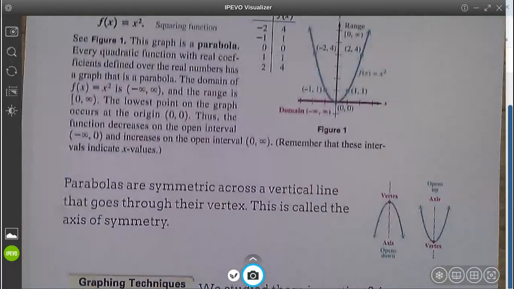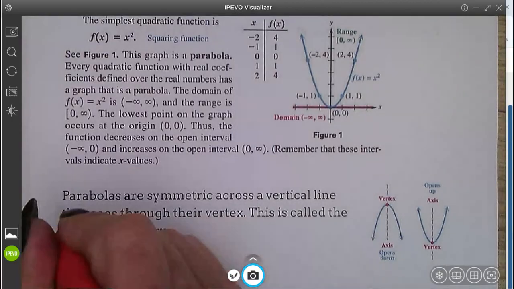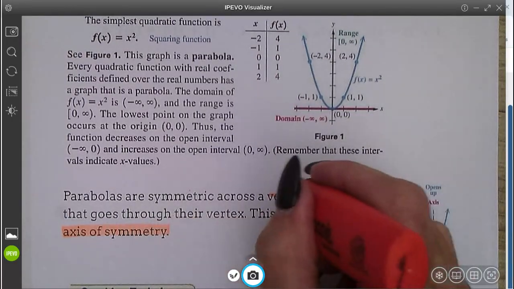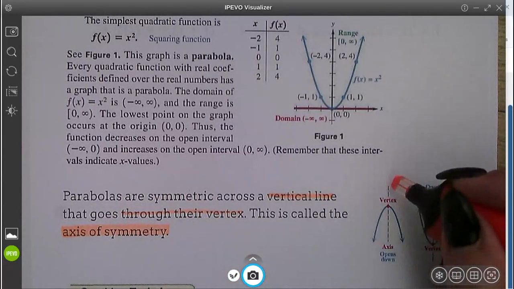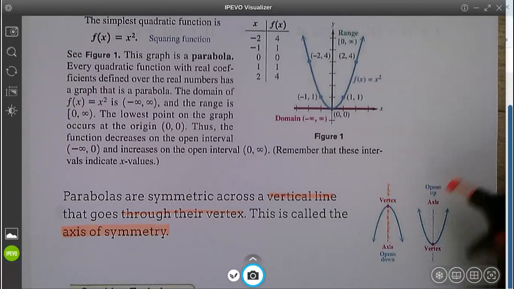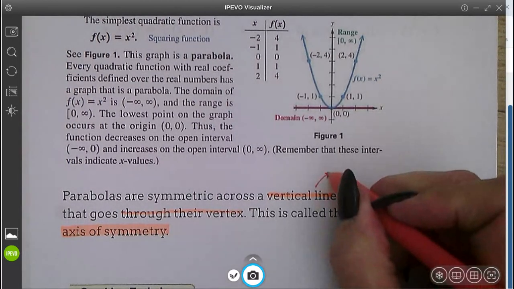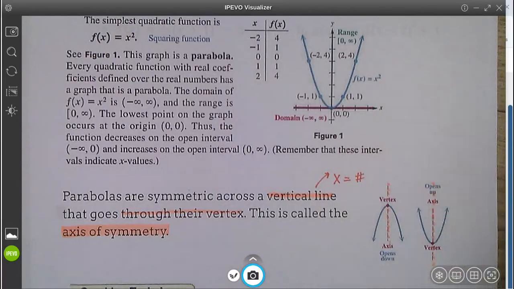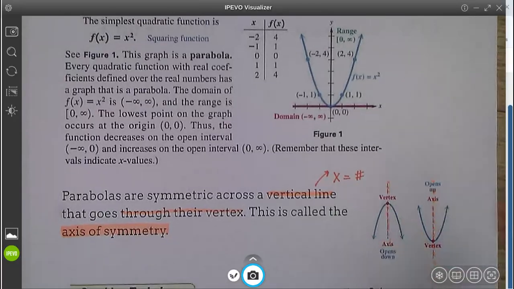Parabolas are symmetric across a vertical line that goes through the vertex. This is called the axis of symmetry. The axis of symmetry is the vertical line that goes through the vertex. So here we have a parabola that opens down. The axis of symmetry goes through the vertex. Here we have a parabola that opens up, and its axis of symmetry also goes through the vertex. Since it is a vertical line, remember that vertical lines have equations that are x equals a number. So it's going to be x equals whatever the number is, that is the x coordinate of the vertex.